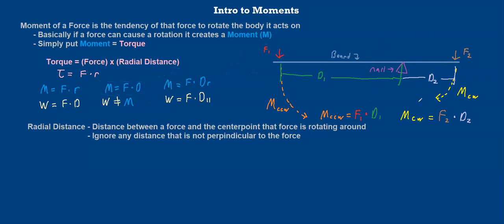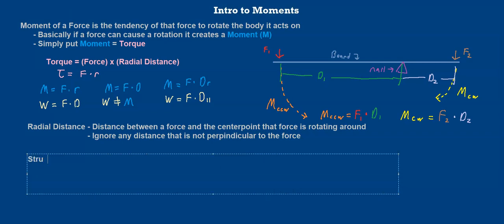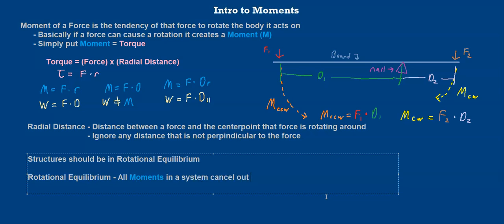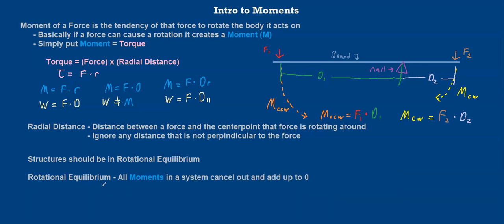Now, you might be wondering how this pertains to engineering. What do these moments have to do with engineering? And the answer is structures. When an engineer is creating a structure, that structure should be in what we call rotational equilibrium. So let's take a moment to define rotational equilibrium. And all it means is all the moments in a system cancel out and add up to 0. And so what that would look like in math is we would say the sum of all moments equals 0.